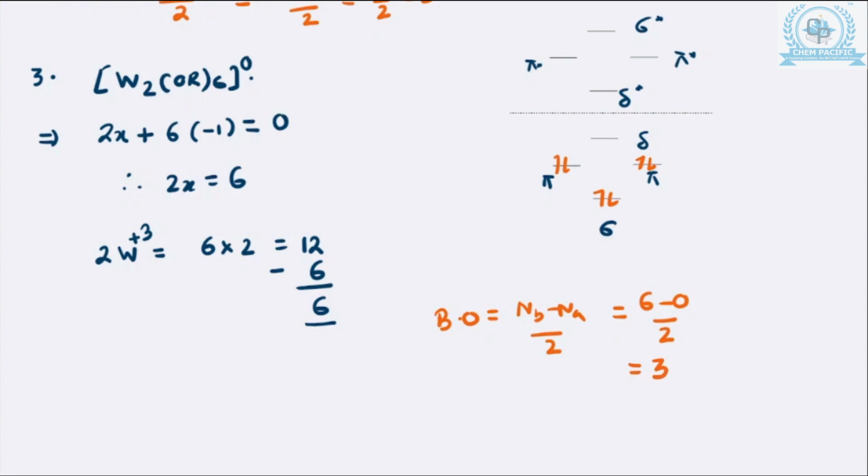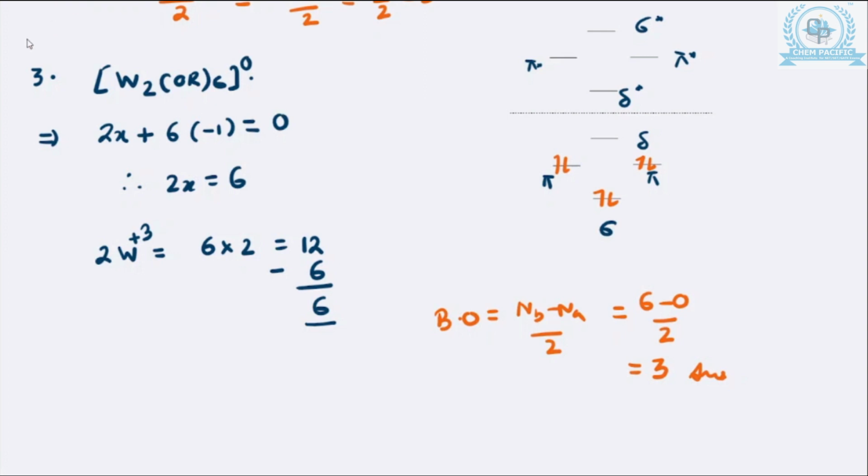So over here the bond order is also 3, and therefore no delta bond formation is taking place in this complex as well, since the number of bonds between the two metals in this structure is 3. So this is the answer. I hope this is clear to all of you. So this is very important as well.